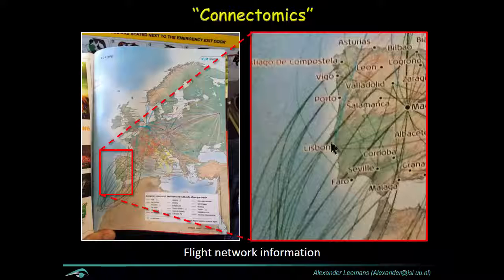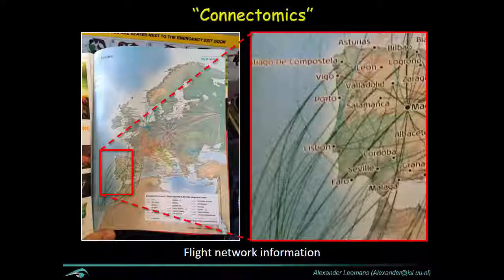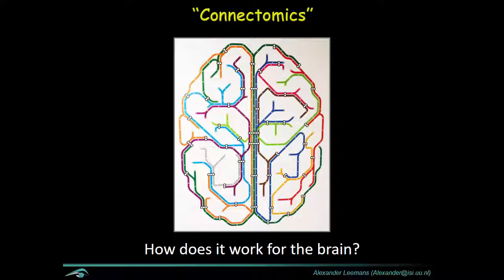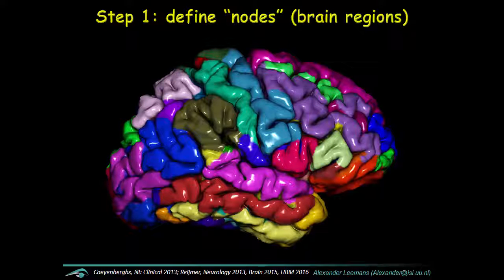Obviously, Lisbon is not that much of a hub, according to this magazine. But, so how does it work for the brain? Okay, so step one, we need to define the nodes. These are the brain regions. So in this case, I've used a FreeSurfer parcellation example.